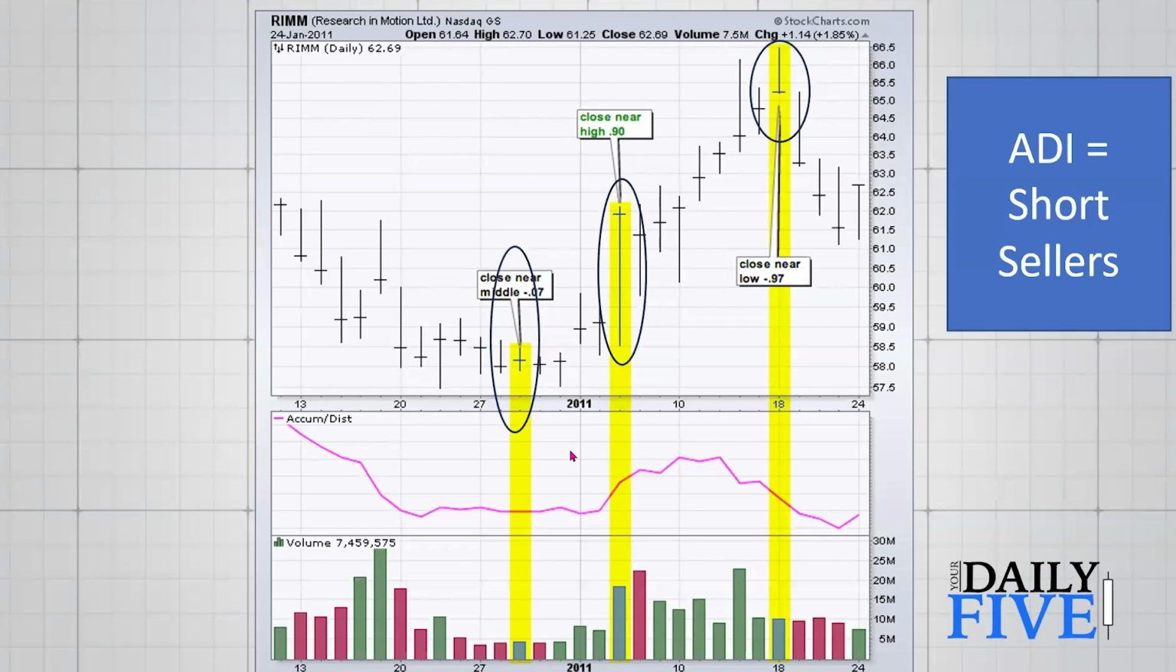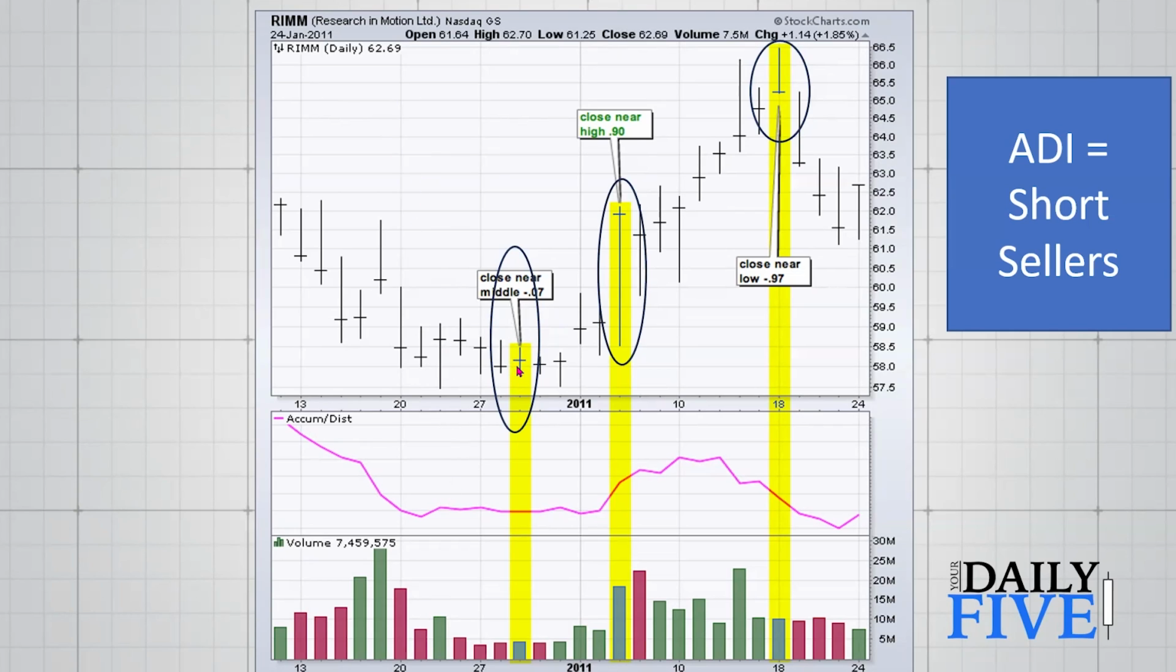So let's get to those indicators. First one is the accumulation distribution line, and this tells us about what the short sellers are doing. And of course, this is a money flow indicator. And what we want to do here is focus on where the underlying stock, which in this case is a sample chart from our chart school of RIM, Research in Motion.